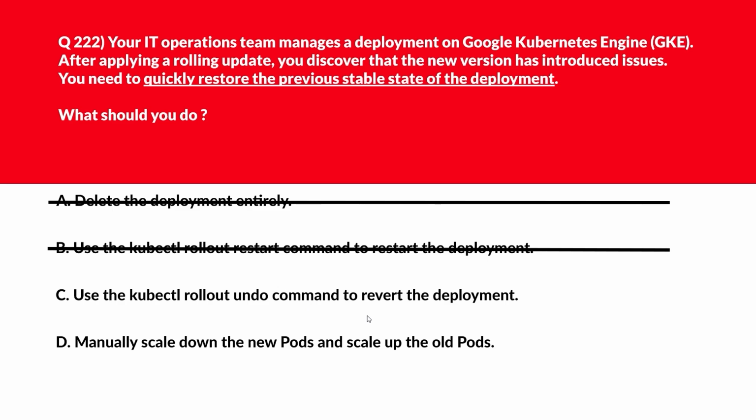Let's keep this. Let's move to option D. Option D, manually scaling pods is error prone, requires manual tracking of versions, and doesn't guarantee consistency across replicas. We'll remove it. Let's lock option C as the right answer.